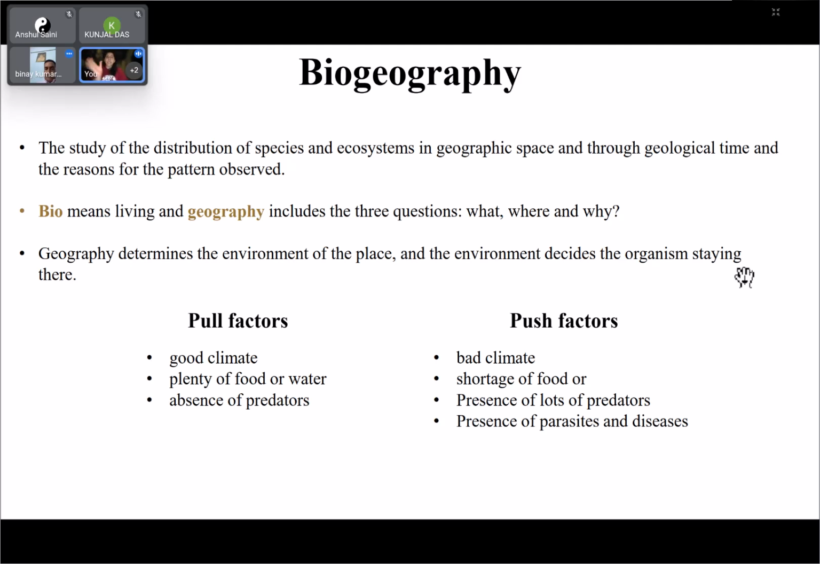And the opposite are push factors. If factors do not conform to this good standard of living, the organisms move away from these places. So these are the things that you study when you look at geography or when you look at biogeography with the perspective of living organisms. So now you have this information that they are present here. They are present because of these regions. They are present here because they are adapted to these kind of features.